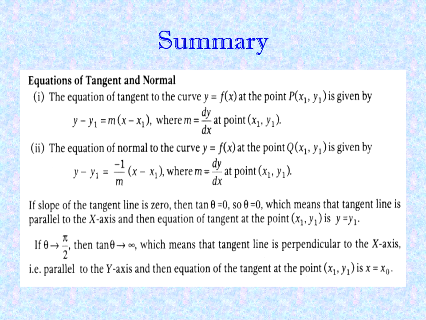Next, if the slope of the tangent line is 0, then tan theta equal to 0, so theta equal to 0, which means the tangent line is parallel to the x-axis, and the equation of the tangent at the point (x1, y1) is y equal to y1. And if theta equal to pi by 2, then tan theta equal to infinity, which means the tangent line is perpendicular to the x-axis, that is parallel to the y-axis, and the equation of the tangent at the point (x1, y1) is x equal to x1.